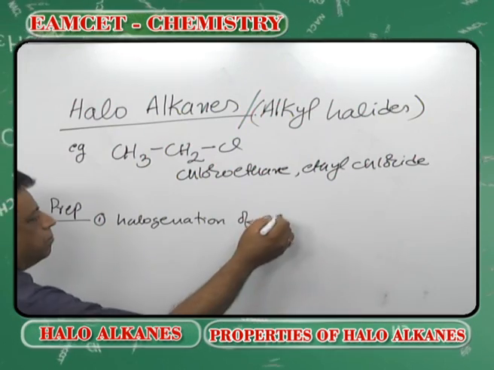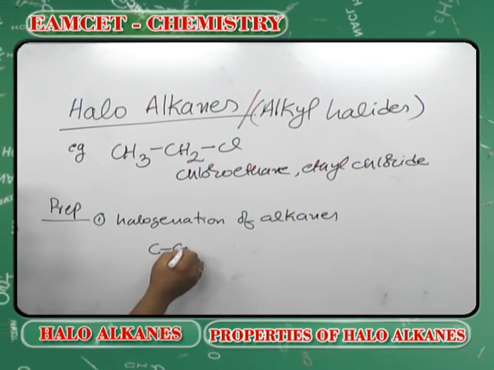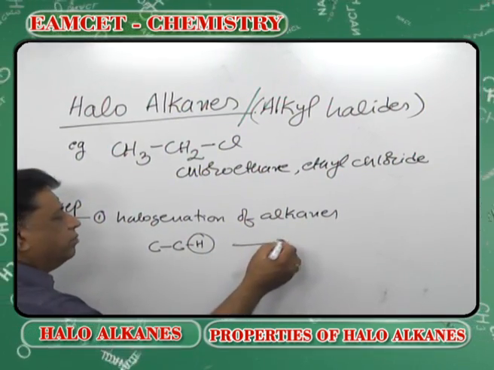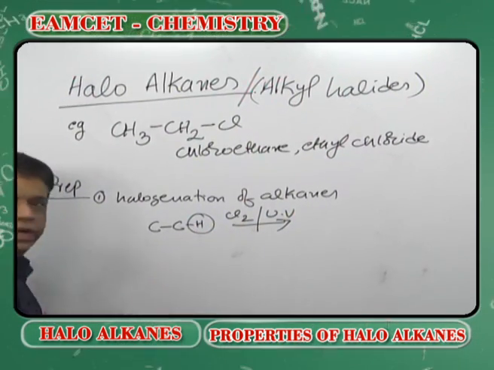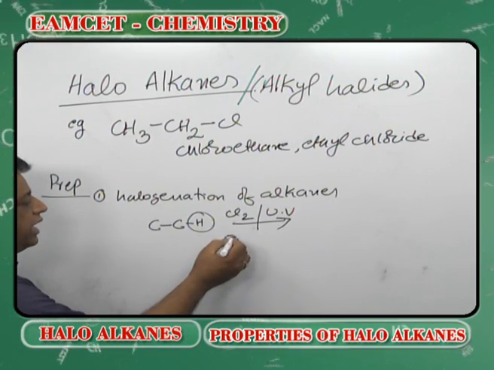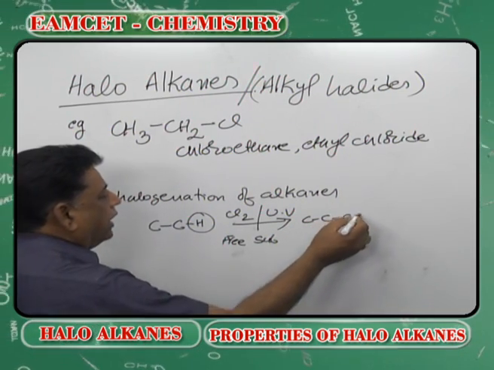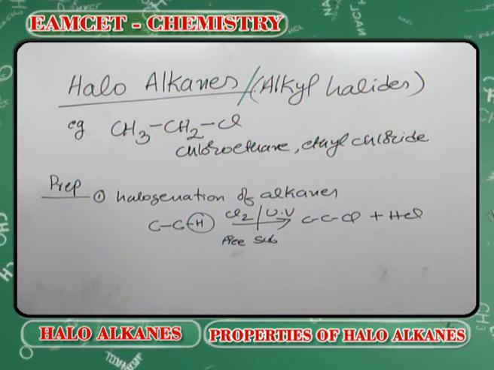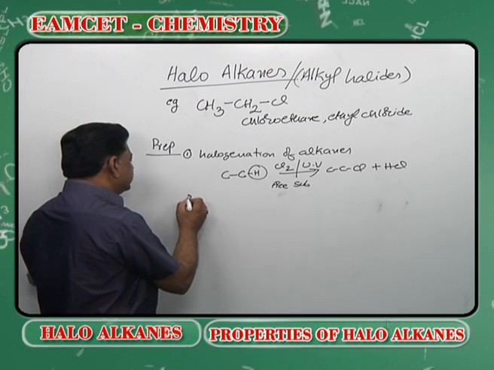of alkanes. Alkanes can be halogenated. For example, if ethane is taken, one of the hydrogens can be replaced by a suitable halogen by direct treatment with chlorine in the presence of UV light. One chlorine is introduced, and it is a free radical substitution reaction. The H and Cl are removed as HCl. This is a simple reaction we have taken in the alkane chapter. This is a free radical substitution reaction.